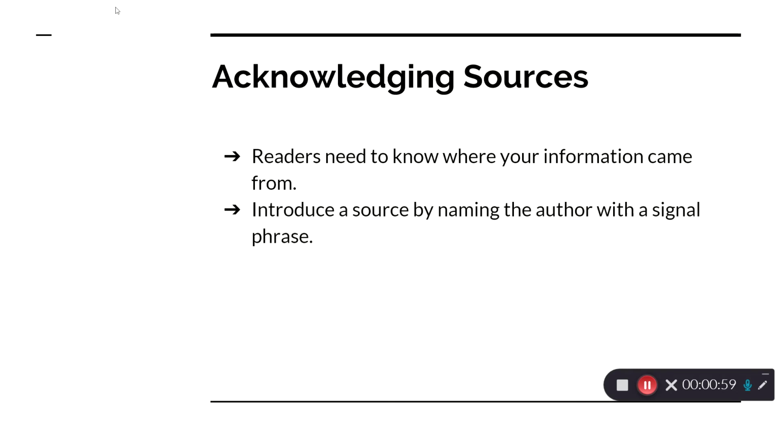When you are acknowledging a source, one of the things you can do is introduce the source by naming the author with a signal phrase. So there are signal phrases, and I know there are in the textbook, and we can find more signal phrases. Things such as, when Jane Austen introduced Elizabeth Bennet, she writes, and then I would put my quote. So I'm naming the author with a signal phrase and introducing it.